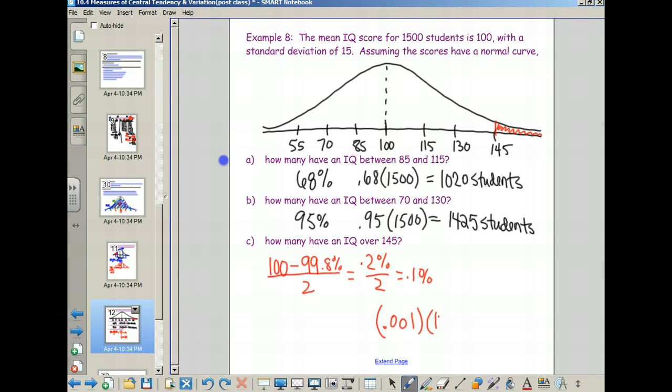0.001 times my 1,500 students. What's that? One and a half. You can't have half a person. So we're going to round with normal rounding rules. So 1.5 would round to 2. So this is approximately 2 students.